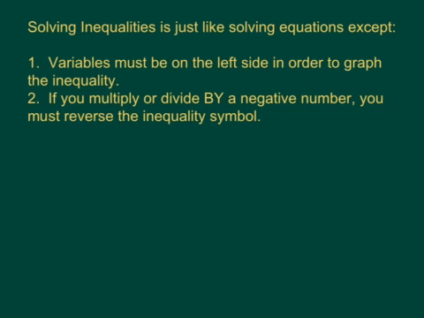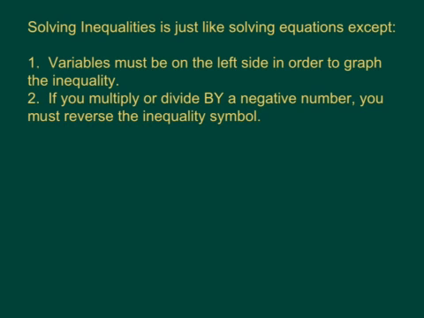Now, solving inequalities is just like solving equations, with two exceptions. The first thing is variables must be on the left side in order to graph the inequality. Otherwise, your graph is going to be backwards. And then also, if you multiply or divide by a negative number, then you have to reverse the inequality symbol. Notice that I put in capital letters that word BY. So if the number in front of x is negative and you have to divide by that number, then that's going to reverse your inequality symbol.